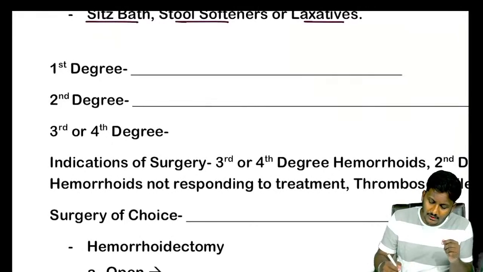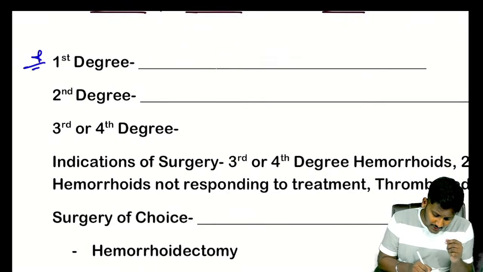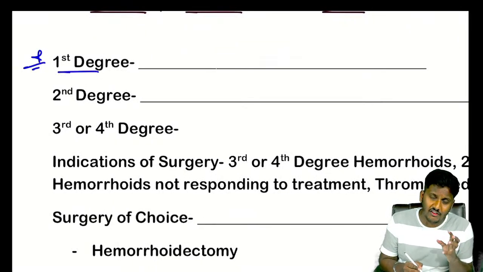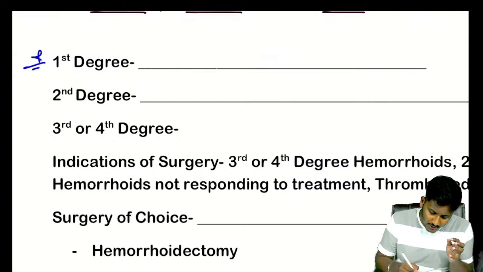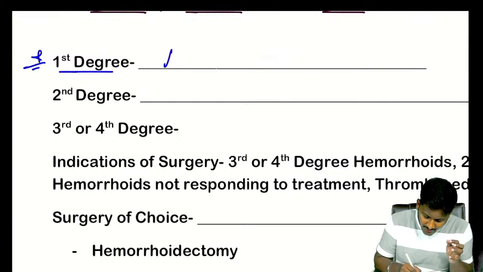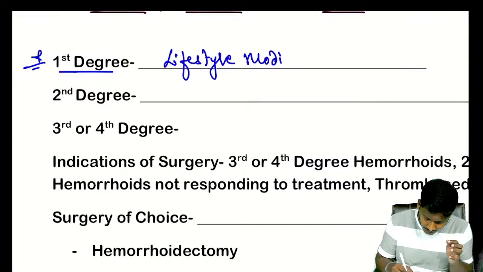Now if they ask you the grade wise management, so for first degree hemorrhoids, grade 1, here only lifestyle modifications are advised. Here only lifestyle modifications are to be advised. No surgery has to be done. Clear to all of you?